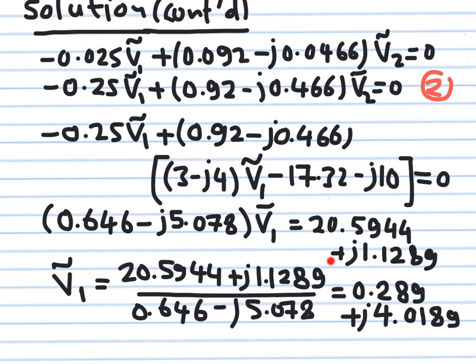If you have a complex calculator, you can switch your calculator to complex mode, and then you do the solution. Now the problem is some complex coefficient multiplying V1 is equal to some constant, then V1 is equal to this complex constant divided by the complex coefficient, and you can do this division using the modulus and the angle, or you can use the conjugate, or you do it using a calculator as I did here. I used my calculator and the answer I got was 0.289 plus j4.0189.